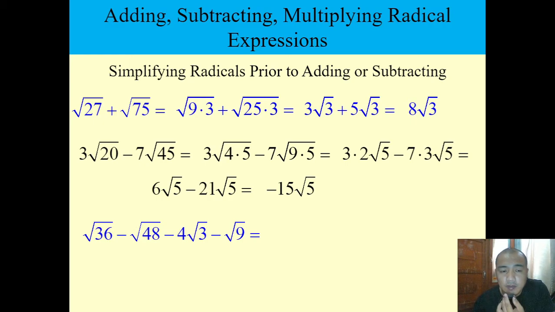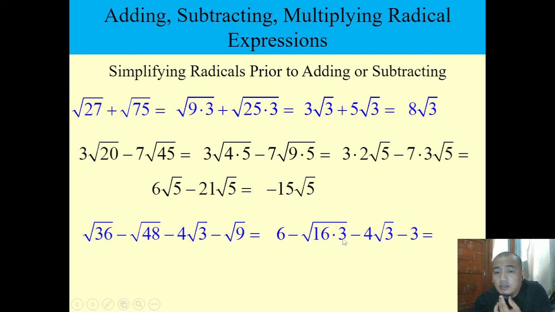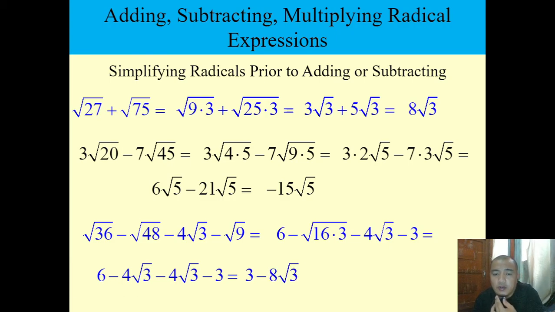Next, square root of 36 minus square root of 48 minus 4 square root of 3 minus square root of 9. We can simplify square root of 36: 6. This one is 3. Let's just factor square root of 48: 16 times 3. So 6 minus square root of 16 times 3 minus 4 square root of 3 minus 3. 6 minus 3 is 3. The square root of 48, 16 times 3, becomes 4 square root of 3. So 6 minus 3 is 3, minus 8 square root of 3. 3 minus 8 square root of 3 is the answer.